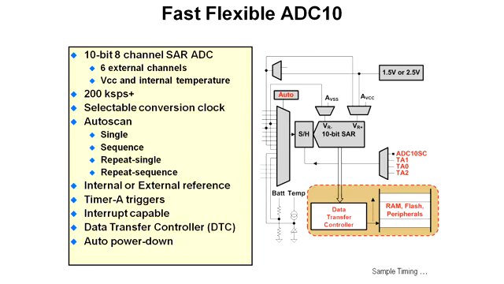There are programmable internal and external references available. You can trigger the ADC off of the Timer A. The ADC is also interrupt capable. When it completes its measurement or completes its series of measurements, it will send an interrupt to the processor. The ADC also has the data transfer controller, which is like a DMA but very simple. And the ADC will also automatically power down after a certain period of time not being used.